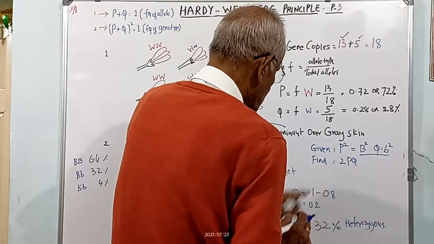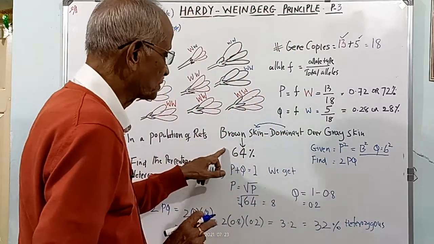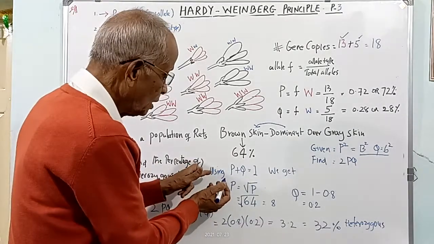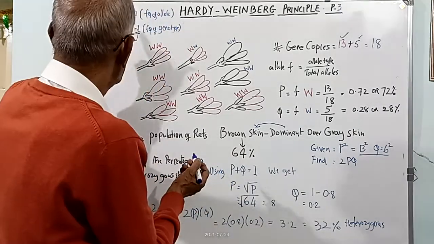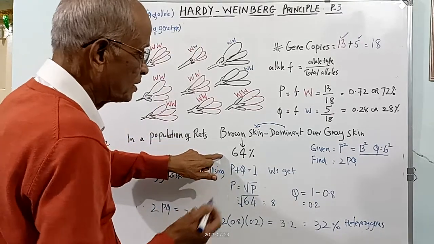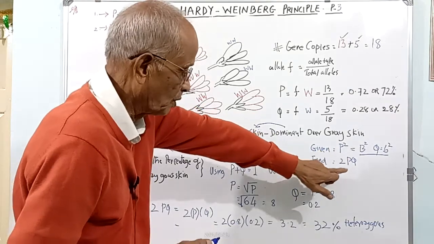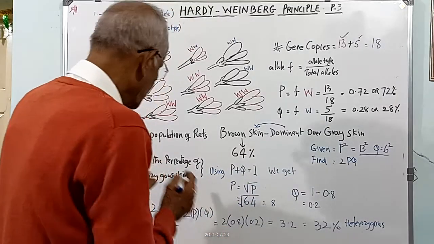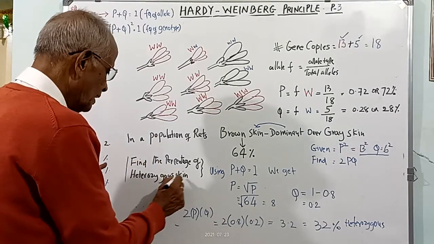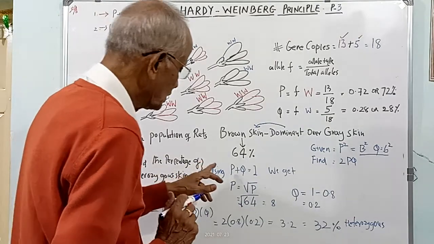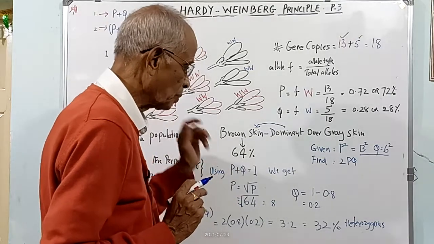So P square is given, that is 64% of dominant. We will use the first formula, P plus Q is equal to 1, to find out the 2PQ. What you have to find out is the percentage of heterozygous skin, which is not given. We can calculate. So let us take up P plus Q is equal to 1.